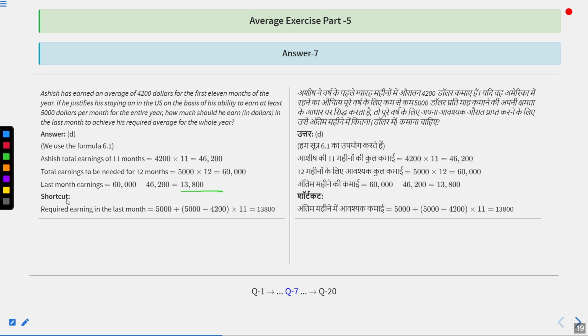Clear? Or we can use the shortcut for the last month. 5,000 is his basic need, plus 5,000 minus the earning, which is 4,200, multiplied by 11. So we get 13,800. Clear?